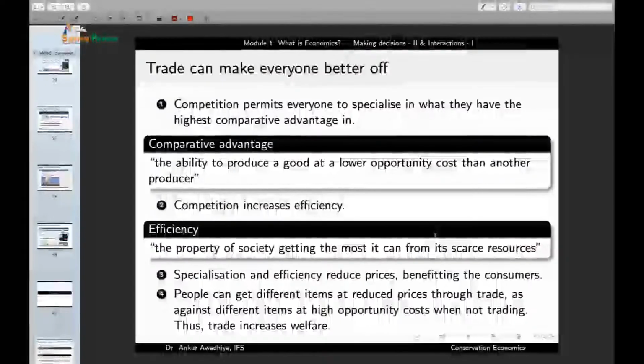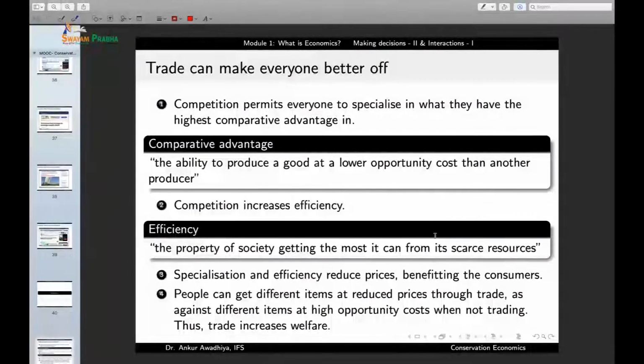So what we are trying to emphasize here is that because of trading, your amount of milk and wheat has gone up, and my consumption of milk and wheat has also gone up. So you are in a more beneficial position, and I am also in a more beneficial position. So trade is something that can make everyone better off. And why does that happen? This happens because competition permits everyone to specialize in what they have the highest comparative advantage in.